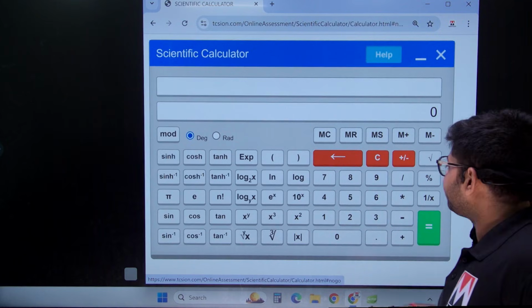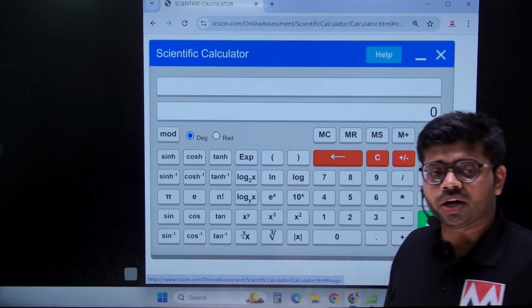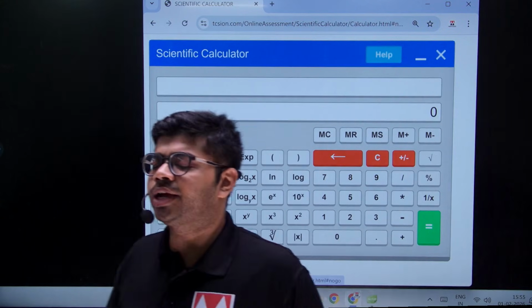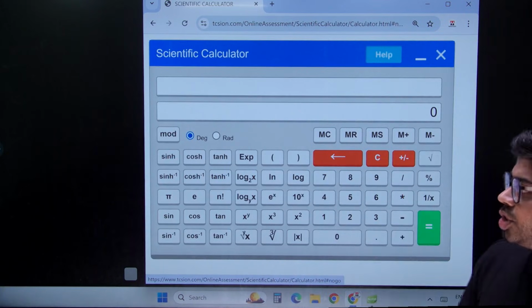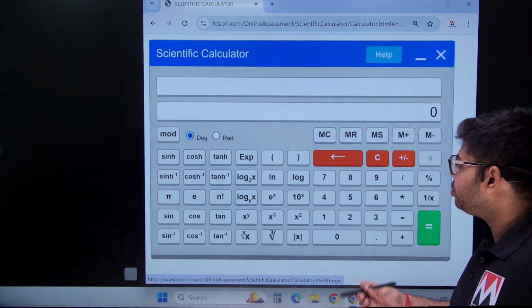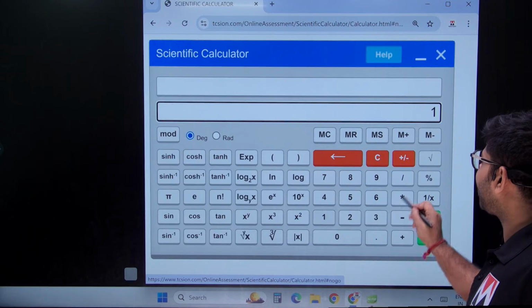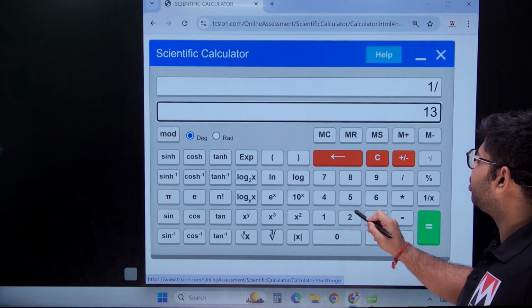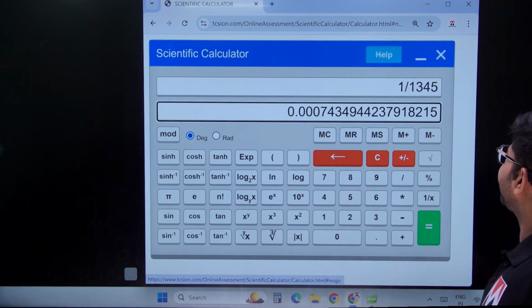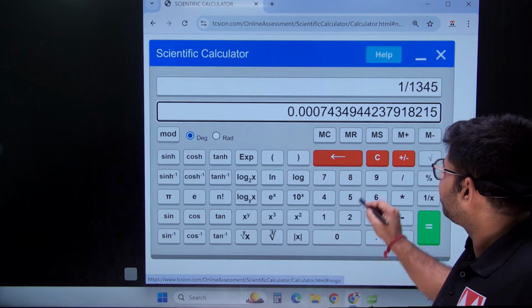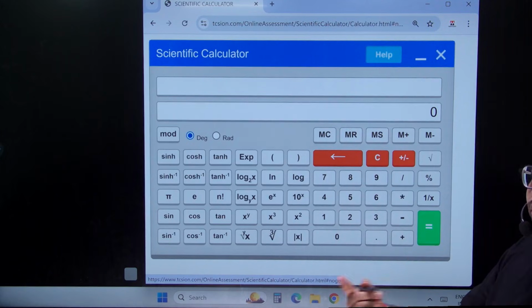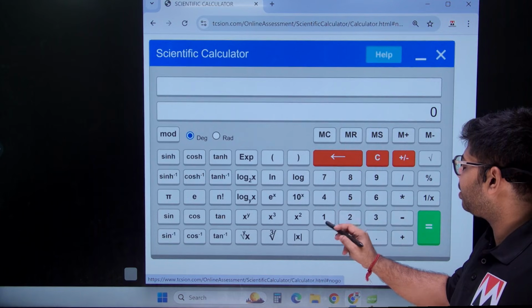This thing is done. Now I want to find out the reciprocal of something, say for example 1 by 2345. I want to find out 1 divided by 2345. So you don't have to find out something like 1 divided by 2345. Doing it this way will also work. It is going to give you 0.000743, but 1 divided by 2345 I said. You just find out like this.